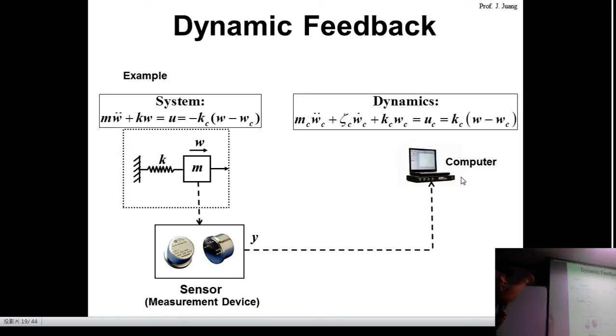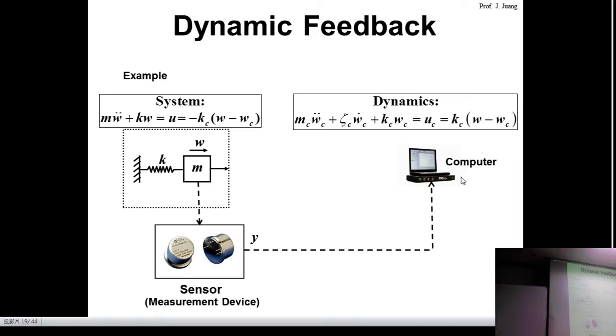I ask the computer to integrate that equation for me. And that Mc, Zeta c, Kc are the design parameters. The designer, me, I can assign values Mc, Zeta c, and Kc to the computer. And I also make sure Mc is positive, Zeta c is positive, and Kc is positive. Can I do that? And then my Uc, that's Uc.